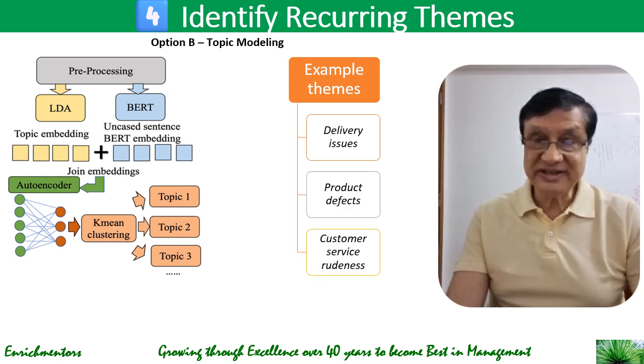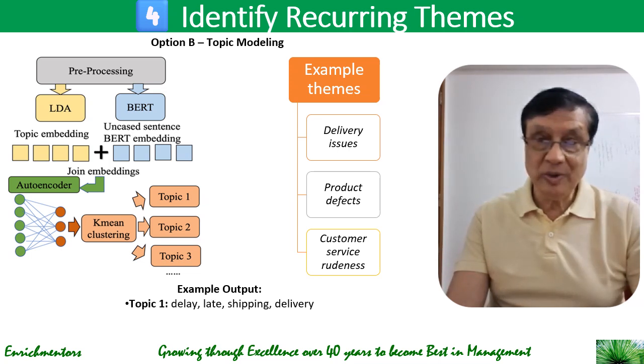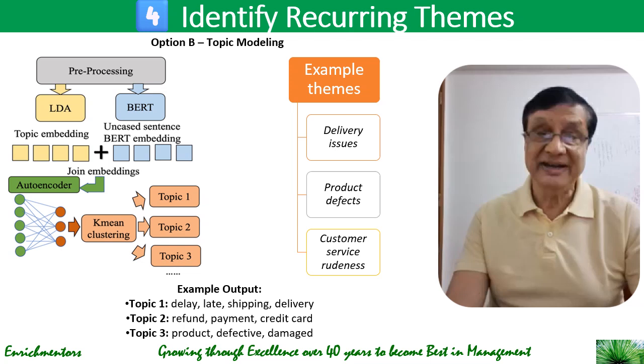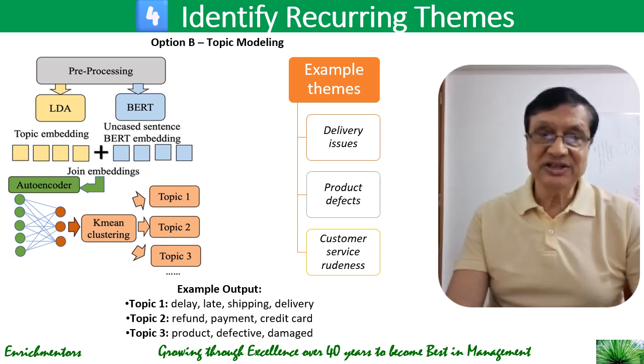And some output examples could be like, topic one: late, delay, shipping and delivery. Topic two could be refund, payment, and credit card. And topic three could be product, defective, and damage. So you identify the recurring themes through topic modeling.